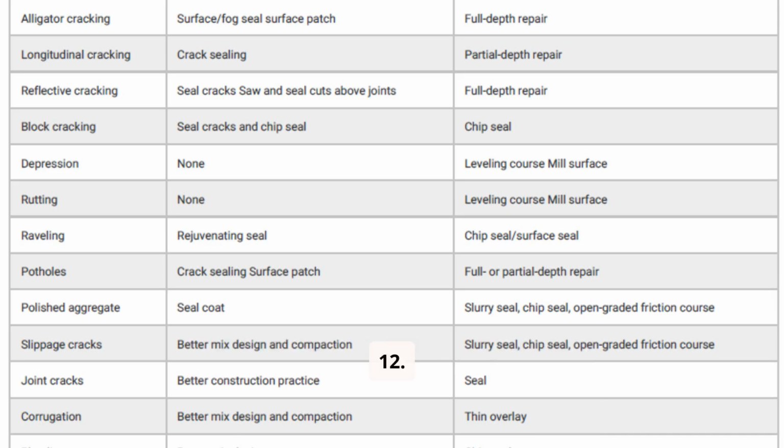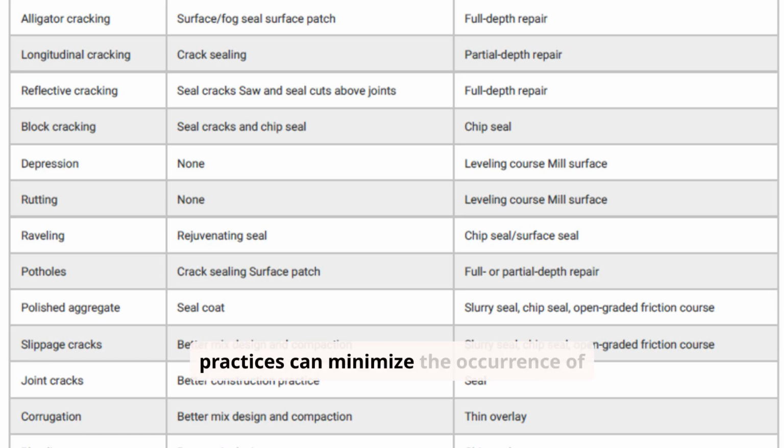12. Corrugation. Preventive treatments. Better mix design and compaction practices can prevent corrugation. Repair treatments. A thin overlay can help smooth out corrugated surfaces. 13. Bleeding. Preventive treatments. Better mix design practices can minimize the occurrence of bleeding. Repair treatments. A chip seal can address bleeding issues.